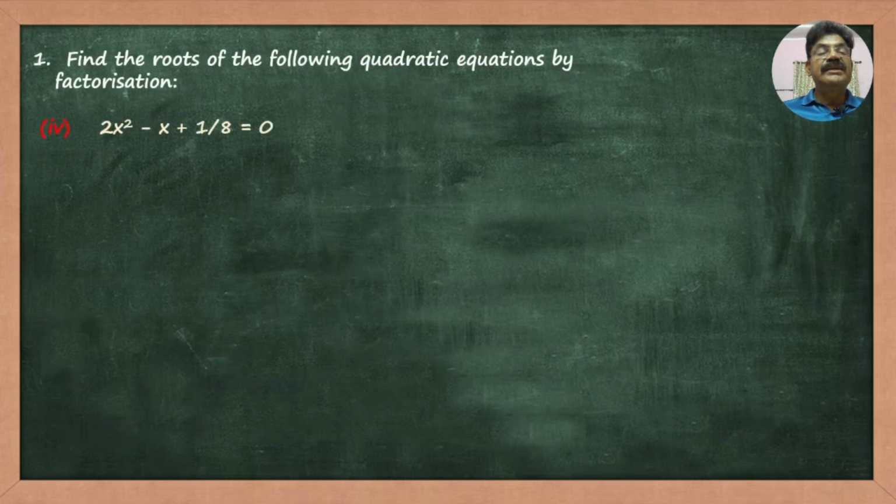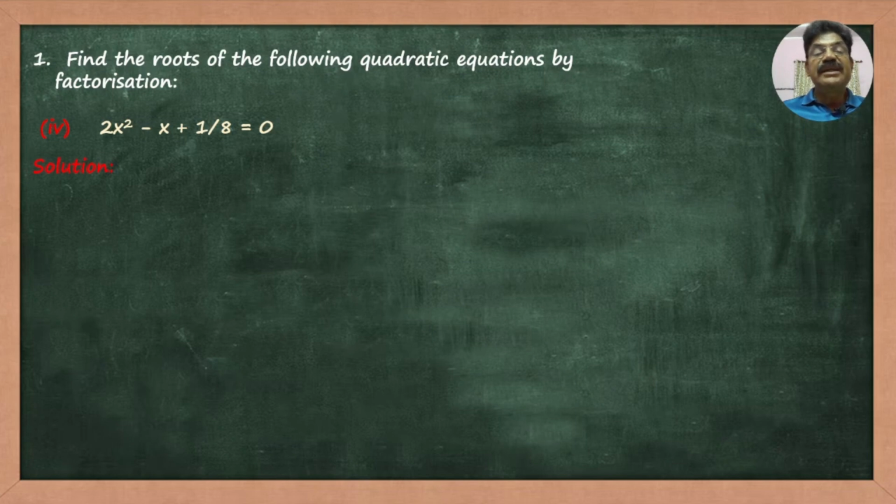Fourth problem. 2x square minus x plus 1 by 8 is equal to 0. So, a is equal to 2, b is equal to minus 1, c is equal to 1 by 8. So, the sum should be minus 1 and the product should be 2 into 1 by 8 which is equal to 1 by 4. So, we have to guess the corresponding fractions. Sum is equal to minus 1, product is equal to 1 by 4.